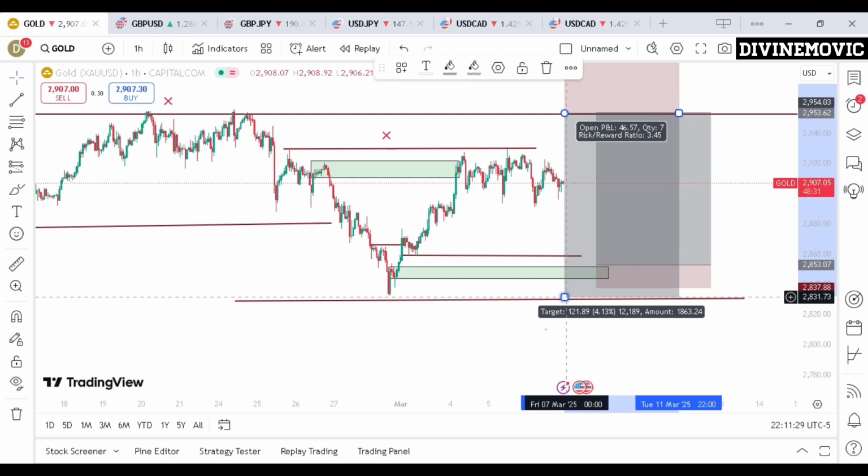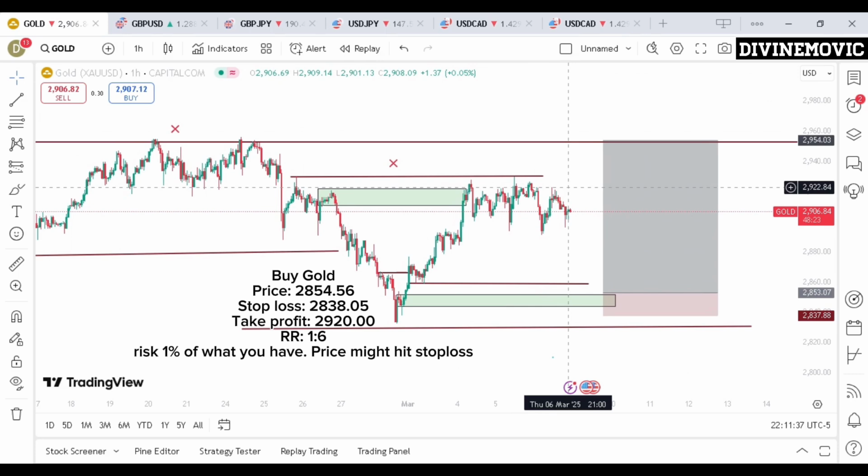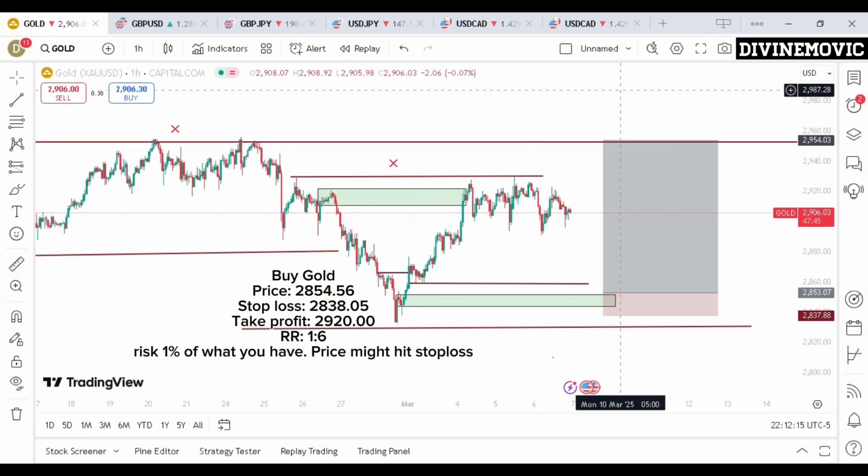Now, looking at this particular analysis, I'm big on the buy side, right? I'm going to be more on the buy side because I'm expecting gold to buy to the upside. However, the news does not care about your analysis. I'm simply working based on technicals, and most likely I might hit the stop loss.